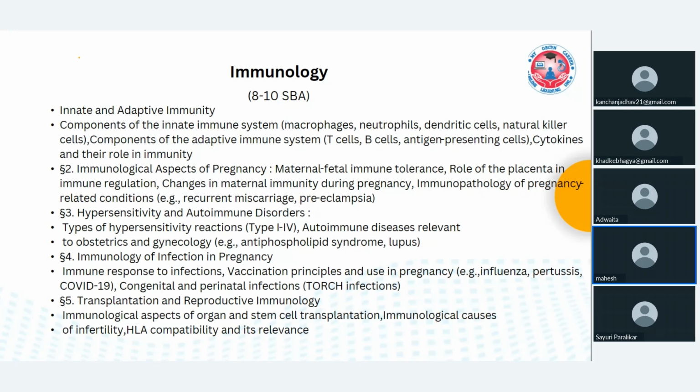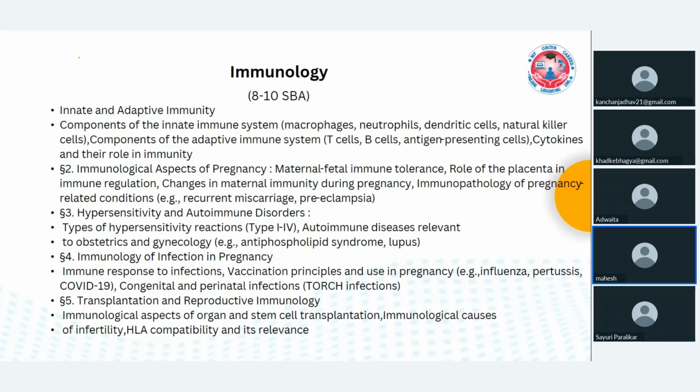Then immunological aspects of pregnancy: maternal fetal immune tolerance, role of placenta in immune regulation, changes in maternal immunity during pregnancy, immunopathology of pregnancy related conditions like recurrent miscarriages, preeclampsia, hypersensitivity and autoimmune disorders. There are various types of hypersensitivity reactions, type 1 to type 4. Autoimmune diseases relevant to obstetrics and gynecology, like antiphospholipid antibody syndrome, lupus, etc. These are asked in the immunology.